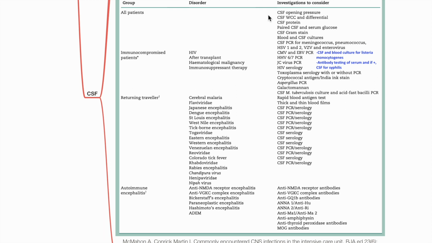For all patients, examine CSF opening pressure, CSF WCC and differential, CSF protein, paired CSF and serum glucose, CSF gram stain, blood and CSF cultures, CSF PCR for meningococcus, pneumococcus, HSV1 and 2, VZV and enterovirus. Further investigations for immunocompromised patients, returning travelers, and investigations for autoimmune encephalitis are included here for completion.